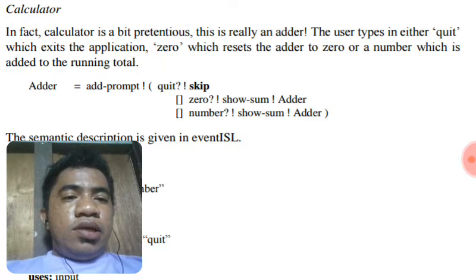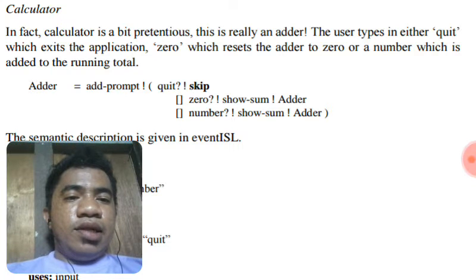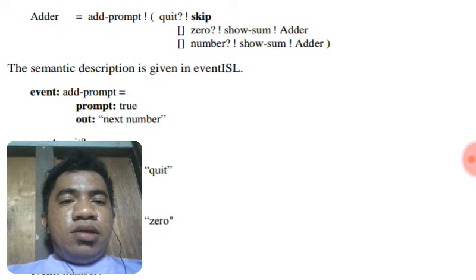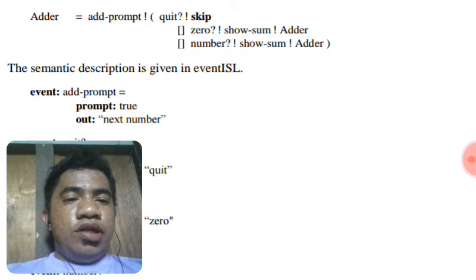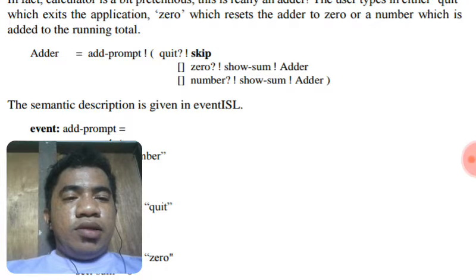This is really an adder. The user types in either quit, which exits the application, 0, which resets the adder to 0, or a number which is added to the running total. Adder from quit, skip 0, so sum adder number, so sum adder.